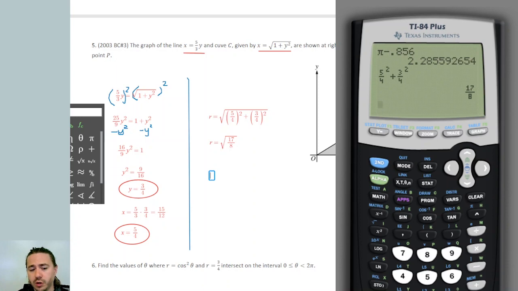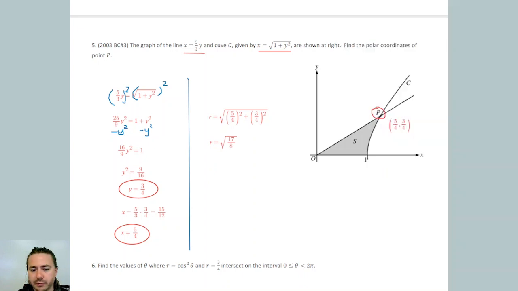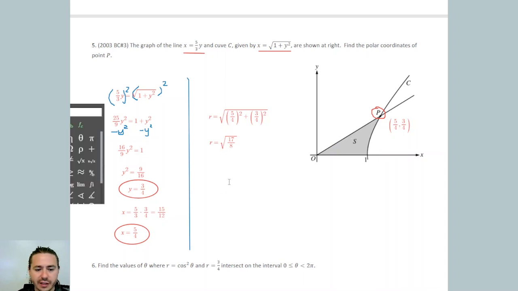Now, we're in quadrant 1, so luckily our reference angle is going to be our angle. So let me hide the calculator momentarily here. What I'm saying is this angle right here, theta, is our reference angle. So we don't have to worry about adding pi or adding 2 pi or anything like that. We can just say that theta is going to equal the inverse tangent of y over x, which would be 3/4 over 5/4.